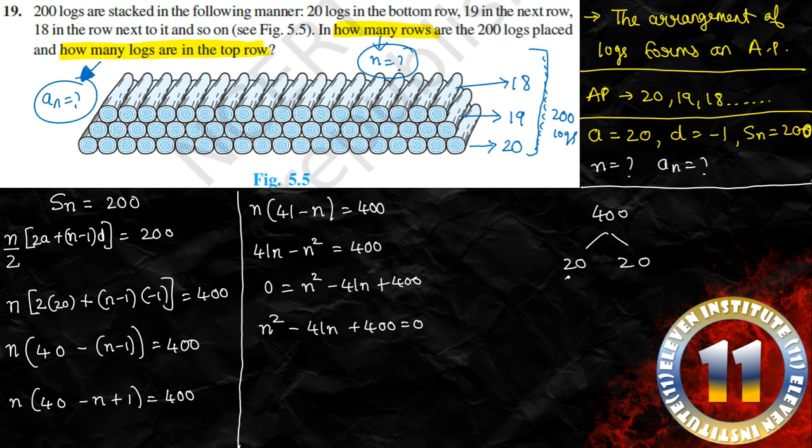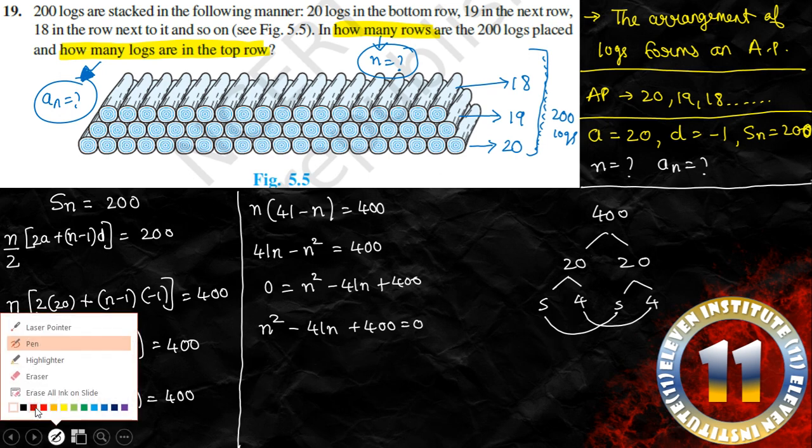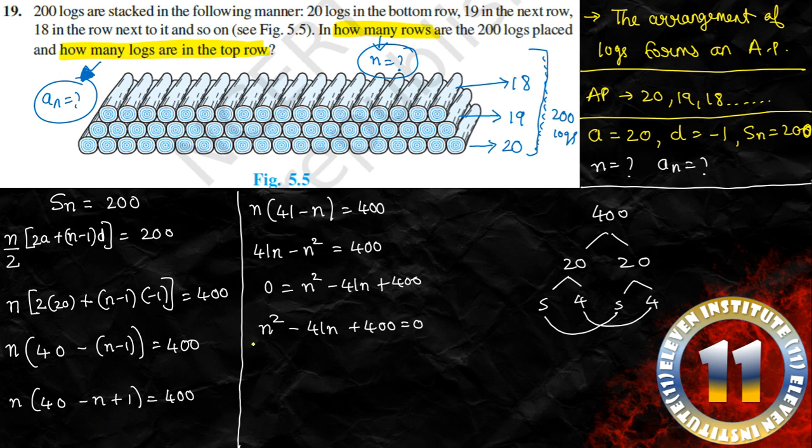So we should further factorize them. And what we do is 5 into 4, and again I can write over here 5 into 4. So now when I see 5 5s are 25 and 4 4s are 16. So 25 plus 16 gives me 41. So my factors are minus 16 and minus 25. So here now I can write n minus 16 into n minus 25 is equal to 0. You can see the coefficient over here is 1. So you can directly factorize.